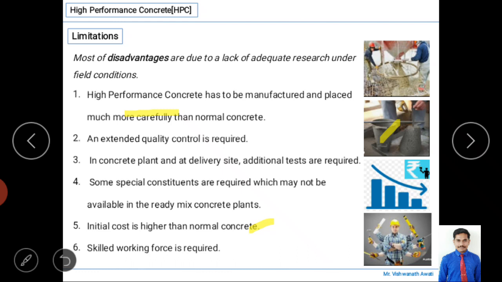Next, a skilled workforce is required. As I told, if you see limitations 1, 2, 3, full expertise is required. Selection of the material is very important, and placing of the concrete is also very important. For normal laborers, it is not possible. So that's why a skilled workforce is required compared with normal concrete.